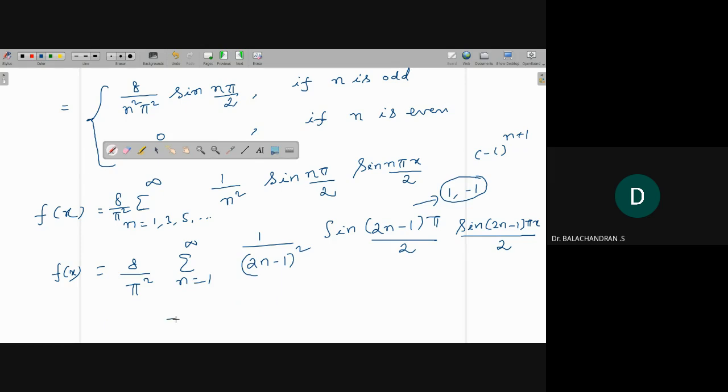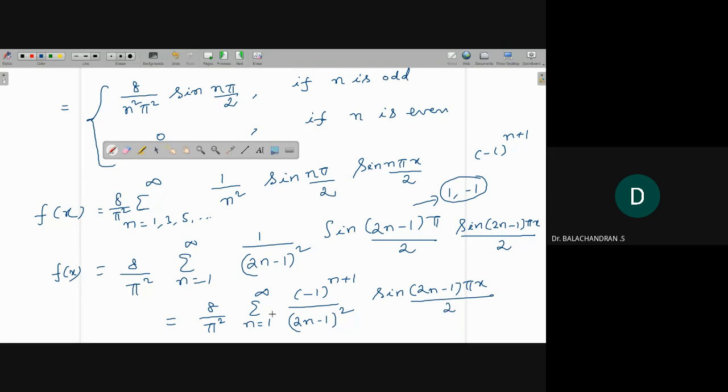So this is equal to 8 by pi square, summation n equal to 1 to infinity. Instead of sine of (2n minus 1) pi by 2, you can write minus 1 whole power n plus 1, divided by (2n minus 1) whole square, into sine of (2n minus 1) pi x by 2.